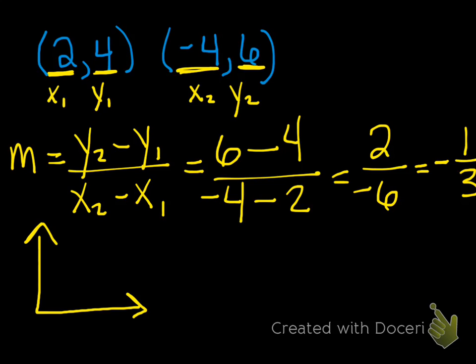So let's do the points. 1, 2, 1, 2, 3. So it's about there. 1, 2, 3, 4. 1, 2, 3, 4, 5, 6. Okay, so that's about right. So there's my graph.